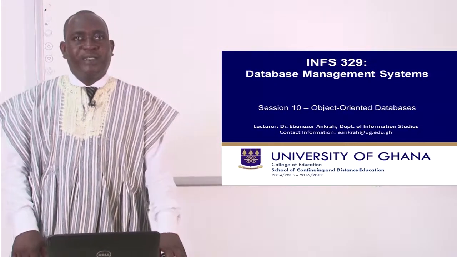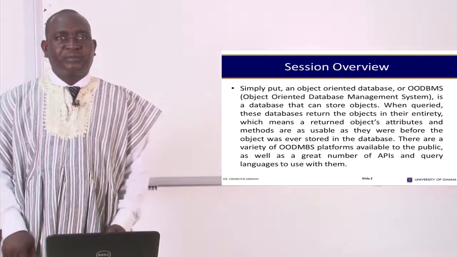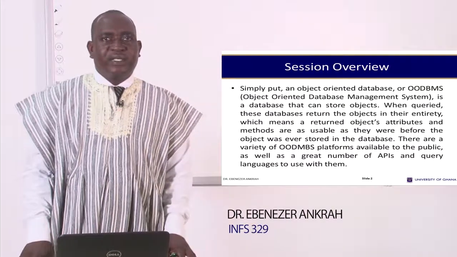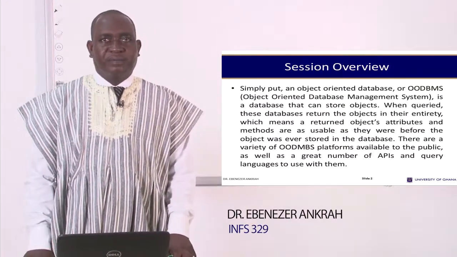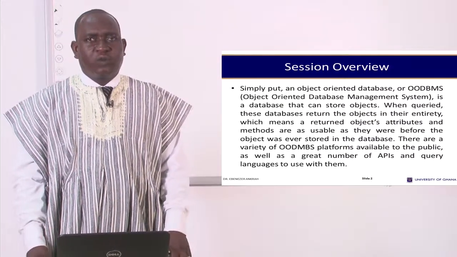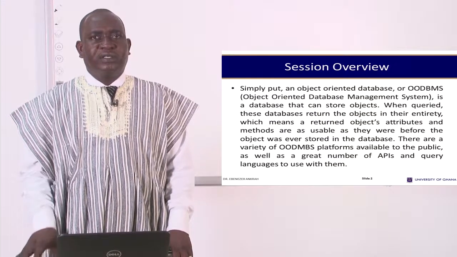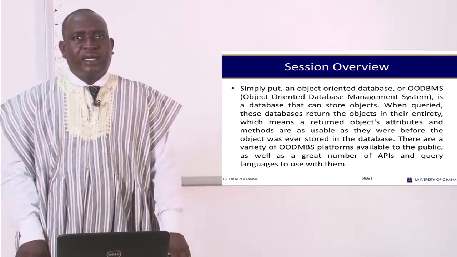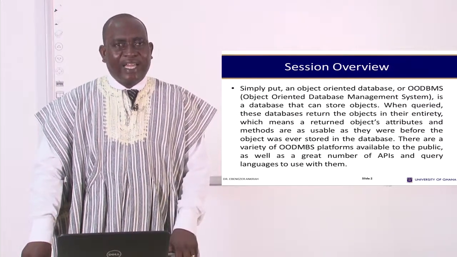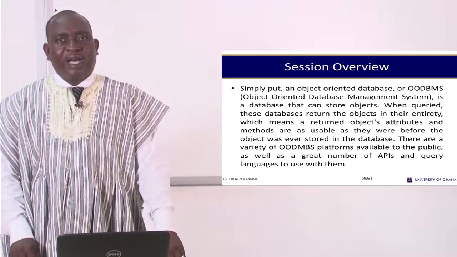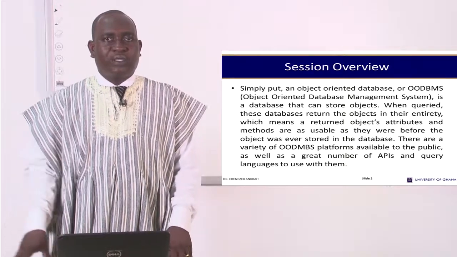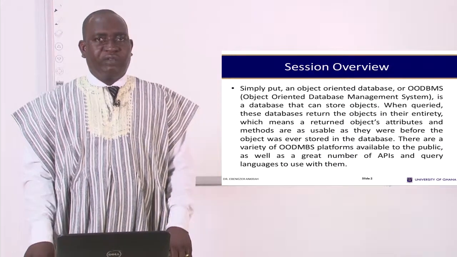Session 10, Object-Oriented Databases. Simply put, an object-oriented database is a database that can store objects. When queried, this database returns the objects in their entirety, which means a returned object's attributes and methods are as they were before. So all that have been saved, stored as objects, are also retrieved.